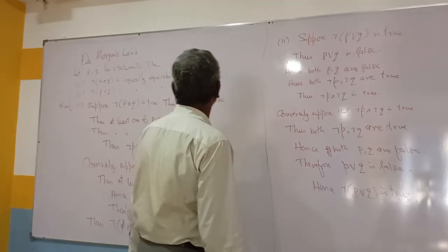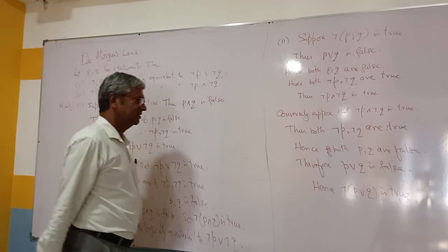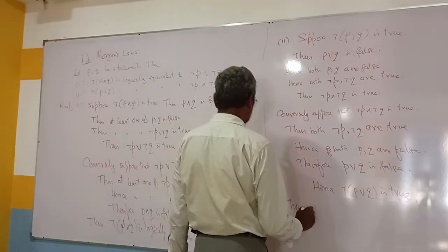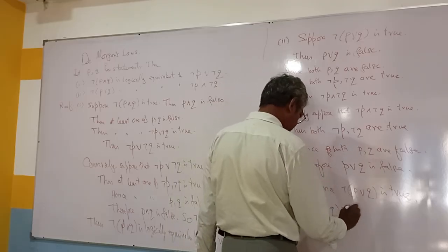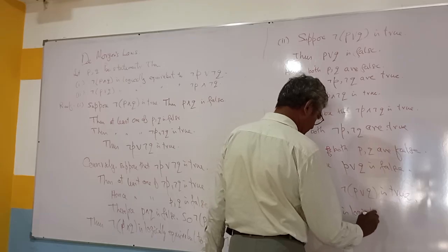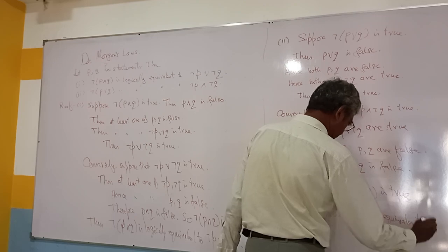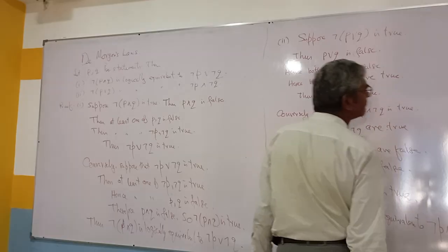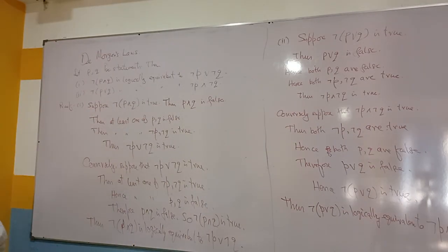So we assume this thing, prove this thing, we assume this thing, prove this thing. So that's not (P or Q) is logically equivalent to not P and not Q. So this is a very important one. That's why I chose this to be done on the board.